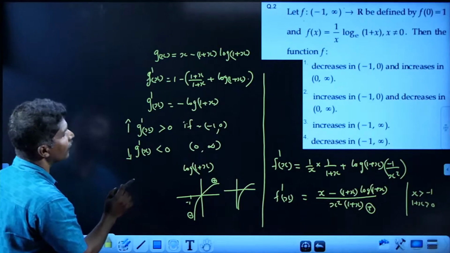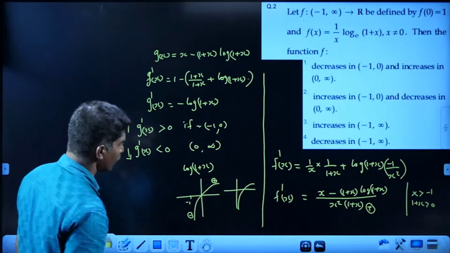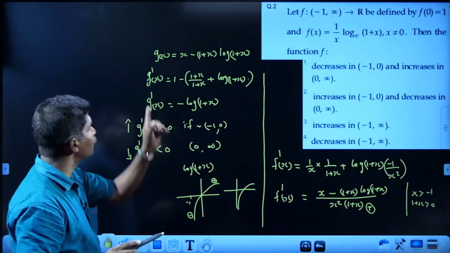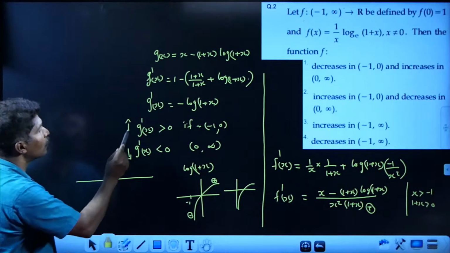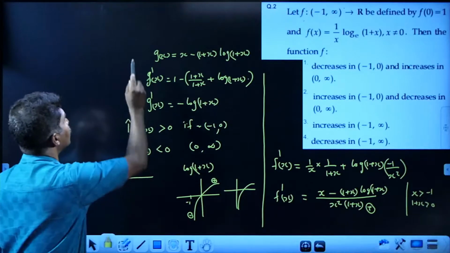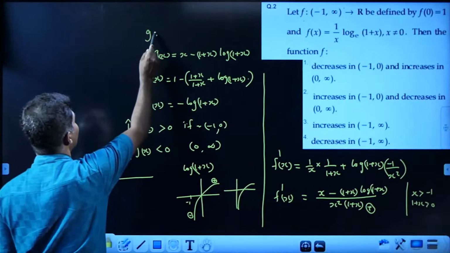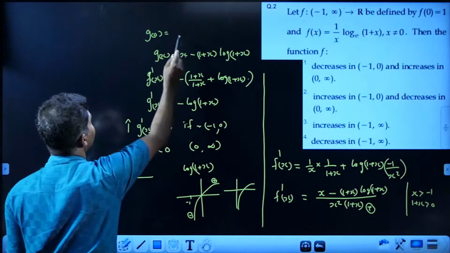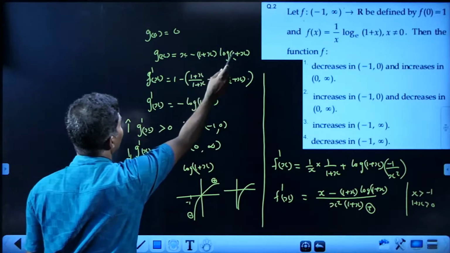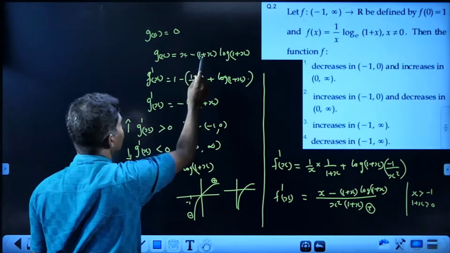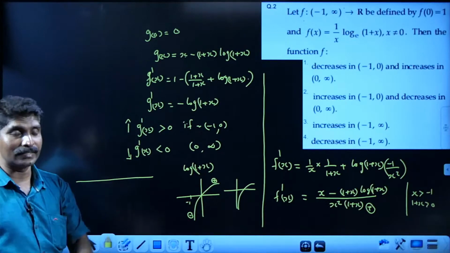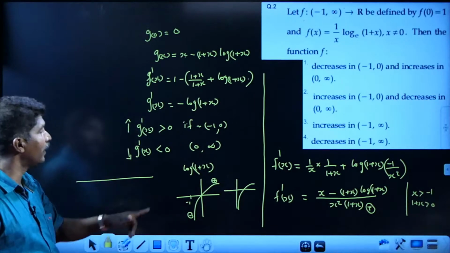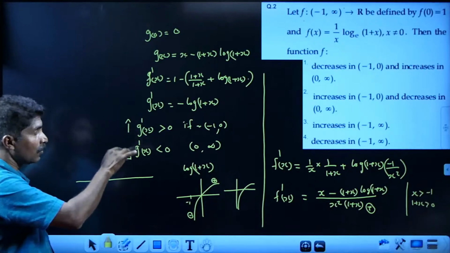G of x means what you can say, this f dash of x. So, what will the graph of g of x be approximately? And also you will think about at x equal to 0, what will happen? g of 0 is equal to what? What will be g of 0? Here it is 0 and here it is 1, log 1 is 0. So, it is 0 only. Okay, g of 0 is equal to 0, and g dash of x is positive and negative, increasing and decreasing.